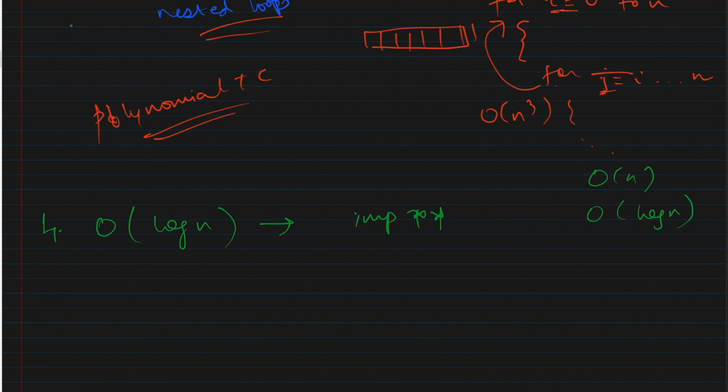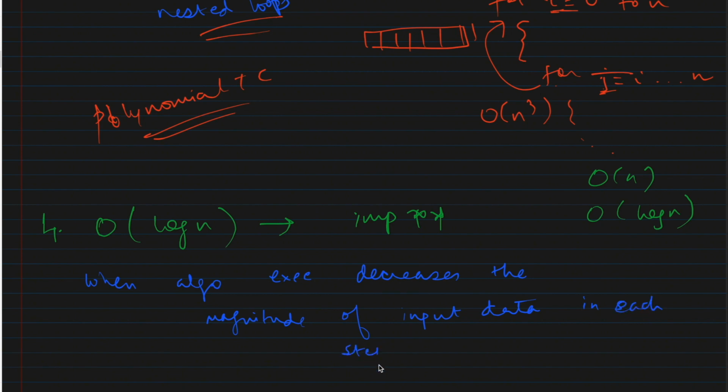So order of log n, what it means: when the algorithm execution decreases the magnitude of input data in each step of computation. It is decreasing the magnitude of data only. Obviously, if it is decreasing the magnitude of the input data, the time it is going to take to run is also going to get reduced. There is a term for O of log n. It is called logarithmic time complexity.